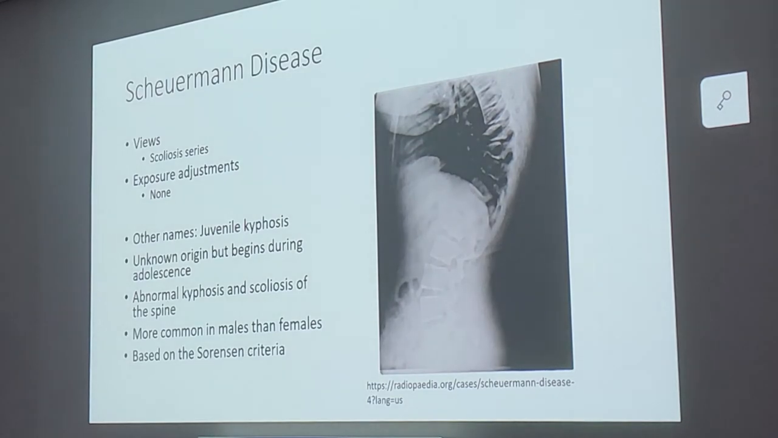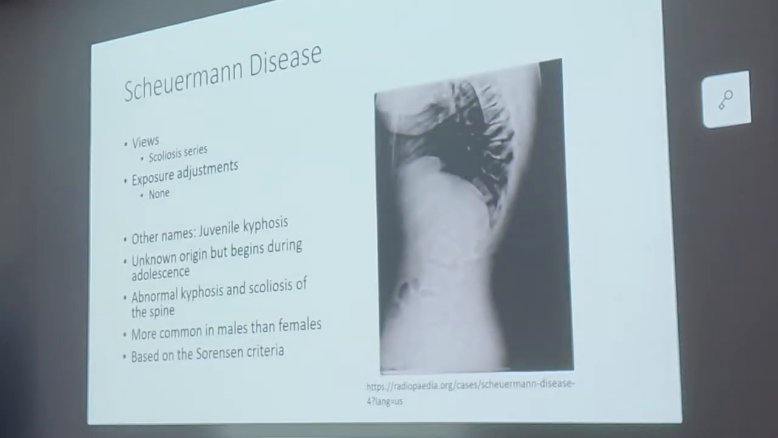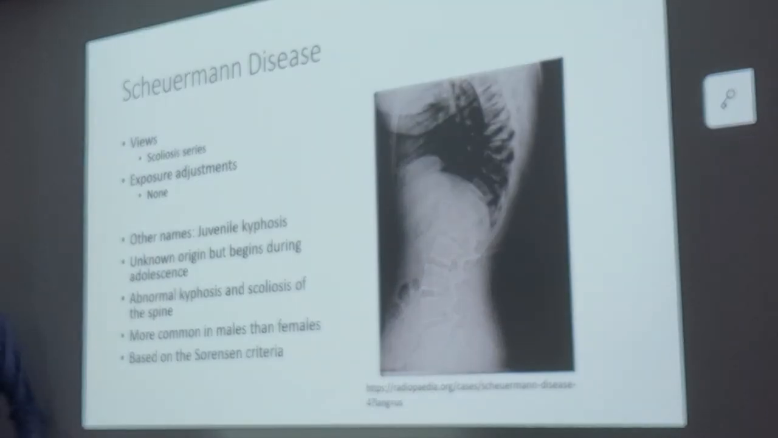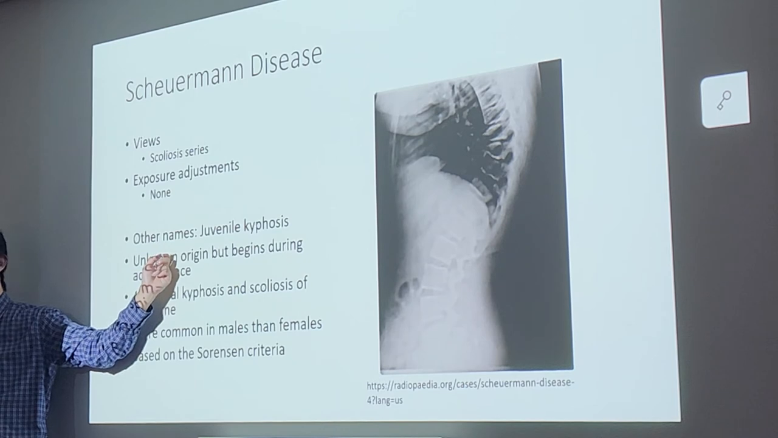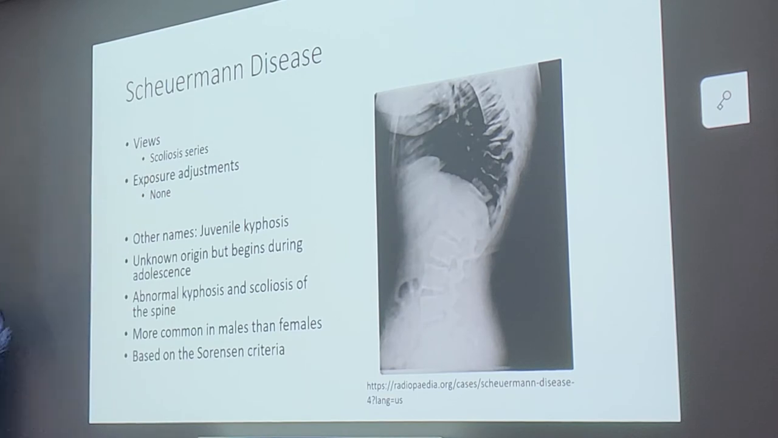This one is called juvenile kyphosis because it happens in younger patients, typically in adolescents. This is more common in males than females for whatever reason. The degree of the kyphosis is based on something called the Sorensen criteria. You don't really need to know this, it's just a bit of trivia for fun. The main thing to know is that this is your juvenile kyphosis: adolescence, kyphosis plus scoliosis. I'll review this with the scoliosis series, AP and lateral.